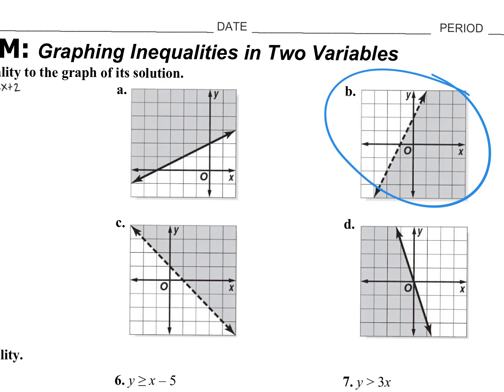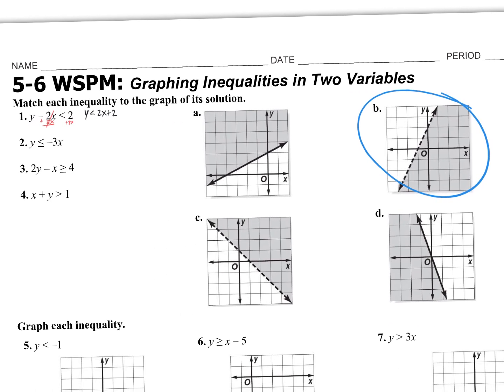So we didn't even have to think about the y-intercept and the slope. I mean, you could have said, oh, it crosses at 2. What do I do from there? I go up 2 over 1, backwards over 1, down 2. There's your line. It's dotted, it's shaded below.